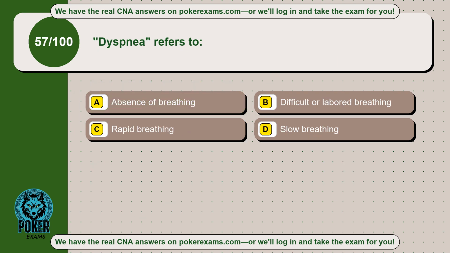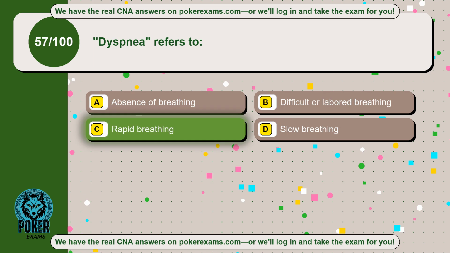Question 57. Dyspnea refers to option A, absence of breathing. Option B, difficult or labored breathing. Option C, rapid breathing. Option D, slow breathing. The correct answer is option C. Rapid breathing.